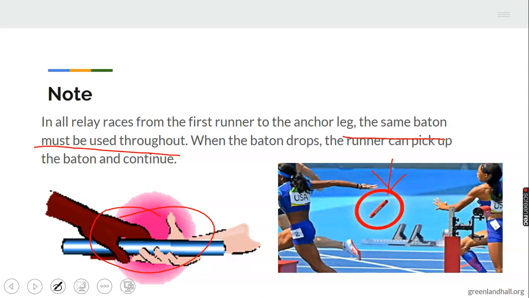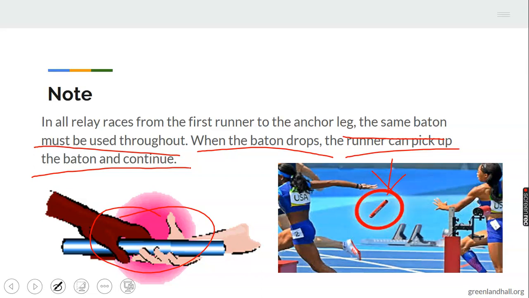All right, so now there's something you need to know. When the baton drops, I've seen people just start crying. Oh, I've lost it. And people are like, hey, Uche, no, come on, you can do it. Now, this is the rule. When the baton drops, the runner can pick it up and continue the race. Now, I like the word can. It is allowed, it's an ability. You should embrace it.